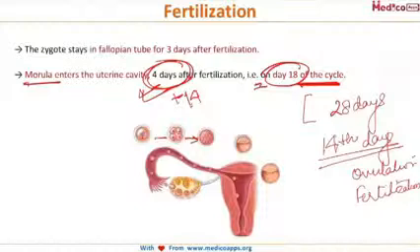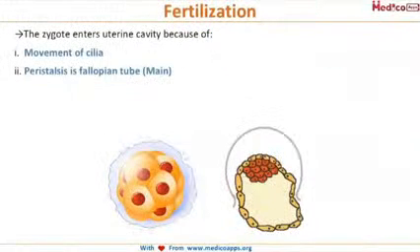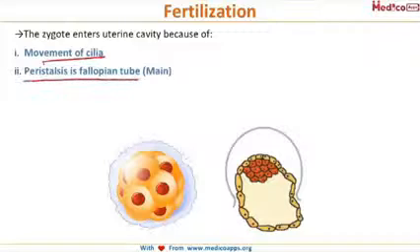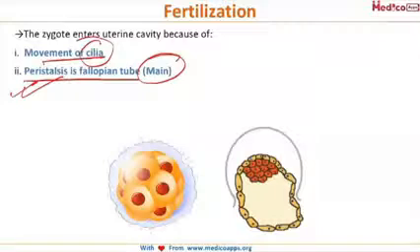Now, what helps in the movement of the zygote towards the uterine cavity? And that is because of the movement of the cilia present in the fallopian tube as well as the peristalsis of the fallopian tubes, and among this the peristalsis is the major factor. Now, here we have a clinical implication of this, that in case of pelvic inflammatory disease, either due to tuberculosis or any other infection, when the cilia are damaged, then the movement of the zygote is hampered, and thus it leads to ectopic pregnancy. That is, the zygote gets implanted in the fallopian tube itself.